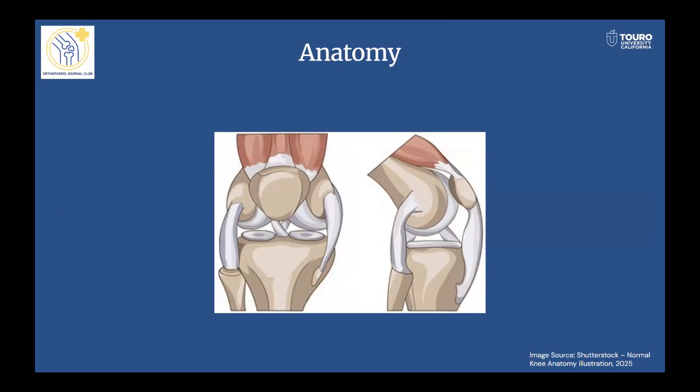So a little anatomy to start us off. The knee is a classic synovial hinge joint connecting the distal femur, proximal tibia, and patella, with the fibular head adding a little bit of lateral stability. That lateral stability depends on the cruciate and collateral ligaments. And then, of course, the menisci act as the joint's shock absorbers and load distributors.